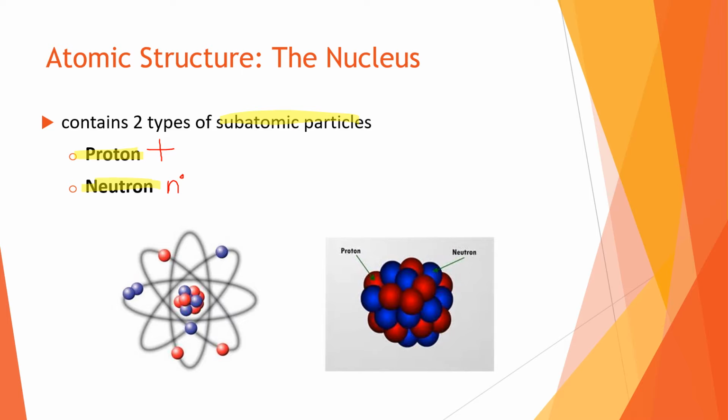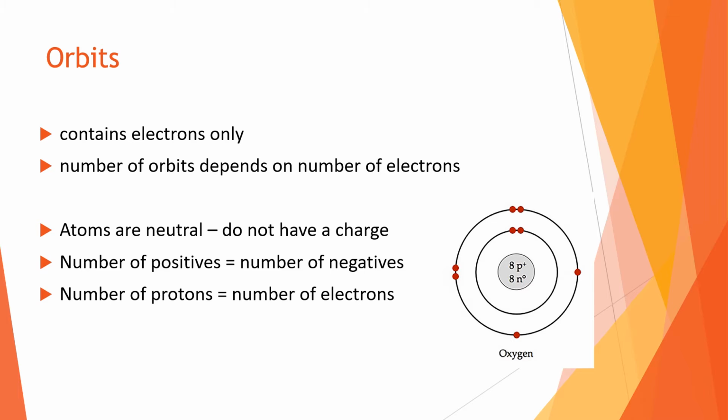So the nucleus specifically contains just the protons and neutrons. Protons are positively charged, neutrons have no charge. So again, this right here, C, represents the nucleus. The orbits contain only electrons, okay? Electrons, guys, are negatively charged, okay? So electrons have a negative charge.